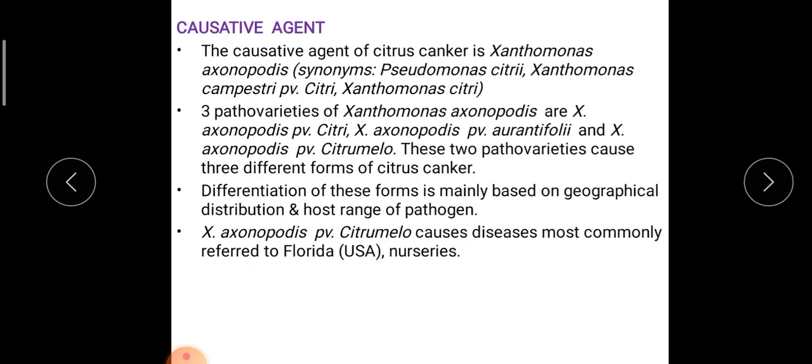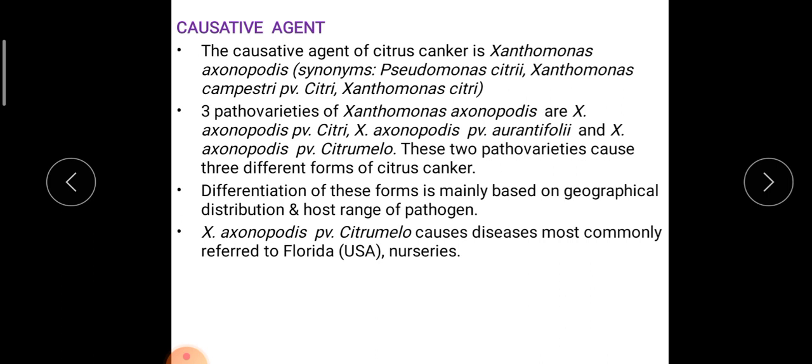Now towards the causative agent of the disease. The causative agent is Xanthomonas axonopodis, and synonymous other names for this are Pseudomonas citri, Xanthomonas campestris pv. citri and Xanthomonas citri. There are 3 pathovarieties of Xanthomonas axonopodis which are as follows: Xanthomonas axonopodis pv. citri, Xanthomonas axonopodis pv. aurantifolii and Xanthomonas axonopodis pv. citrumelo.